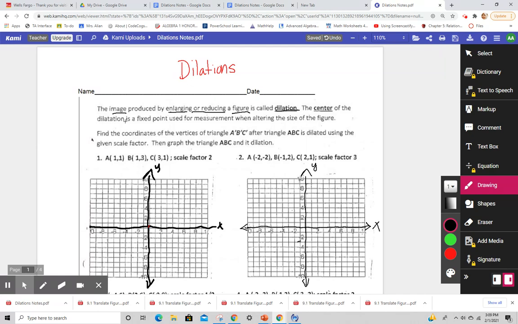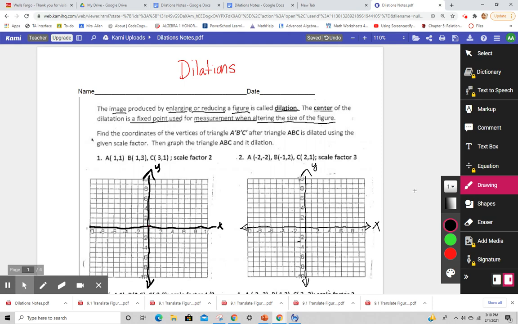The center of dilation is a fixed point used for measurement when altering the size of the figure. Usually when we perform a dilation, it's around a fixed point. In this lesson, that fixed point is going to be the origin. It doesn't have to be the origin, but in this lesson and most of the practice problems that we'll do, the center of dilation will be the origin unless the problem states otherwise.